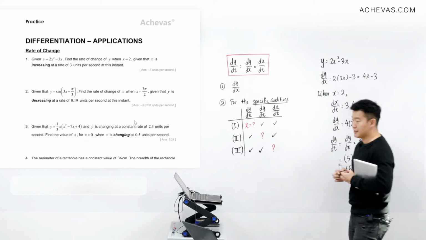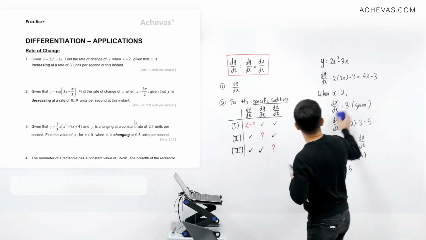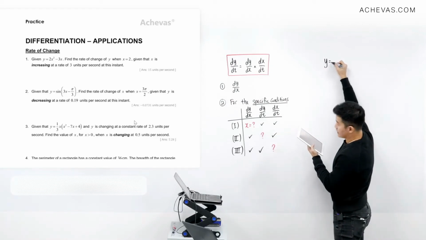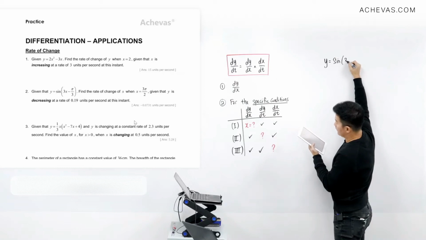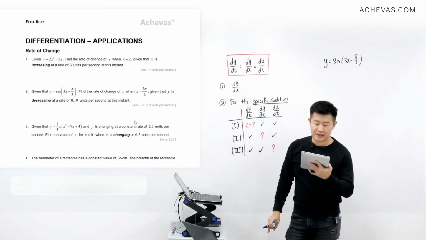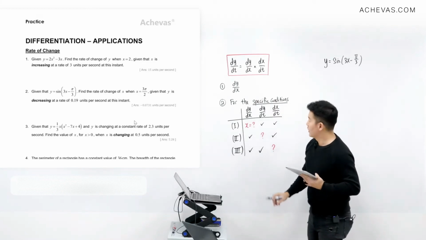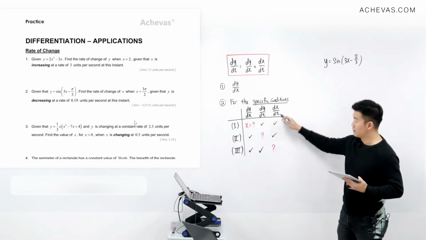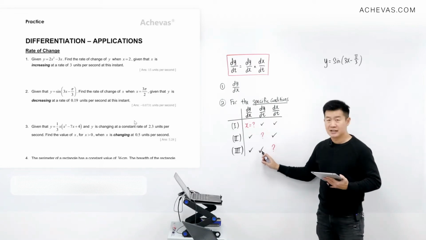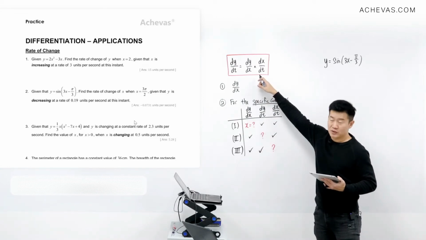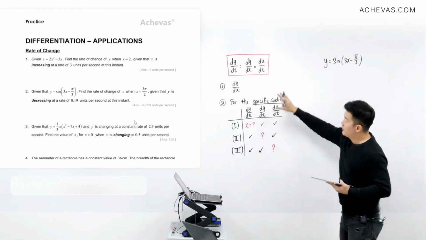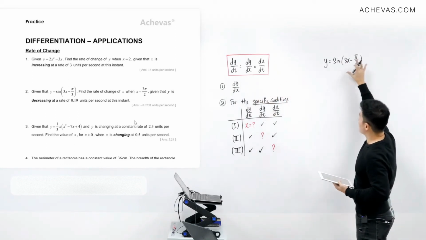Let's take a look at another question. Let's take a look at question number 2. So in question number 2, we are given that y is equal to sine of 3x minus pi over 3. And what the question wants us to find is the rate of change of x. Okay, so we are looking at this situation here. Find the rate of change of x, dx dt, which means that we want to find dy dx and dy dt. Then subbing these two values back into the rate of change equation, we should be able to find dx dt. And the first thing that we want to do is actually to differentiate this with respect to x.